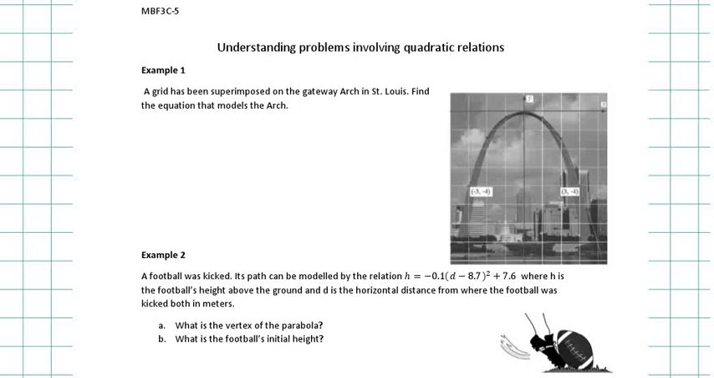So the first word problem says a grid has been superimposed on the gateway arc in St. Louis. Find the equation that models the arc. So what's the question asking me? Find an equation. Okay? What shape do I have? Parabola, which means what kind of function do I have? Quadratic. And then we learned how to write quadratic in what form?